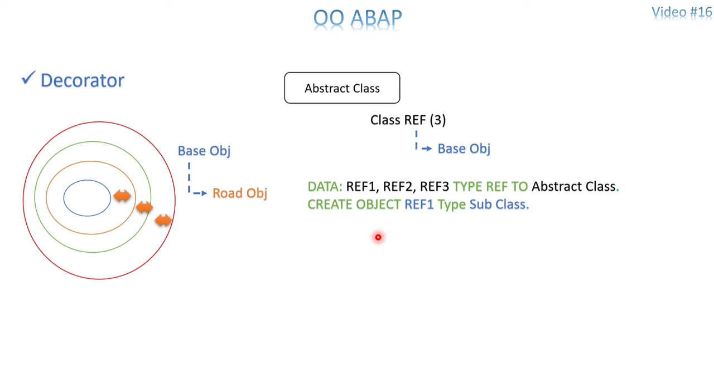Step 2, I'm going to create an object using this reference variable for my subclass. So the subclass is nothing but my base object. So this is my subclass. I hope you're able to follow this till this level. So what happens? You have an object for your subclass. It's nothing but the abstract class, the subclass one.